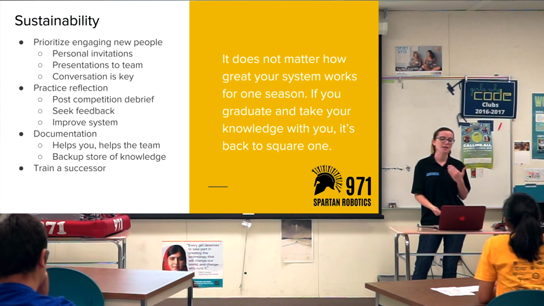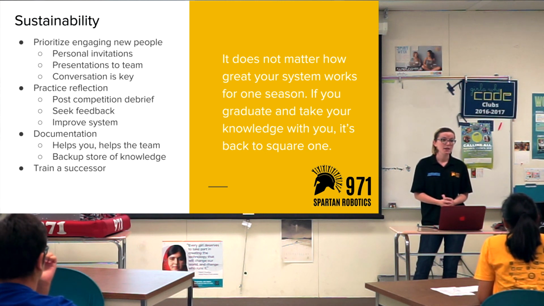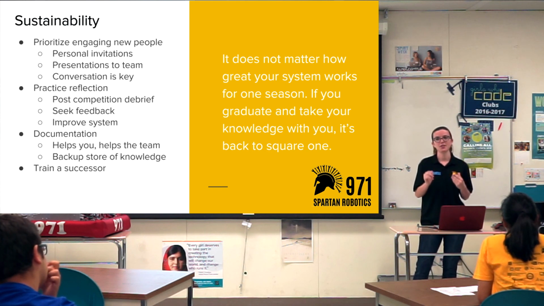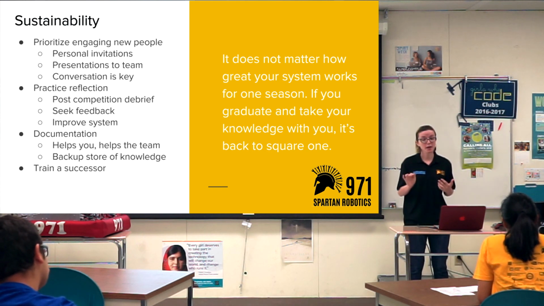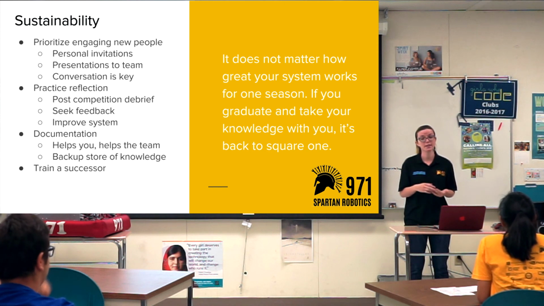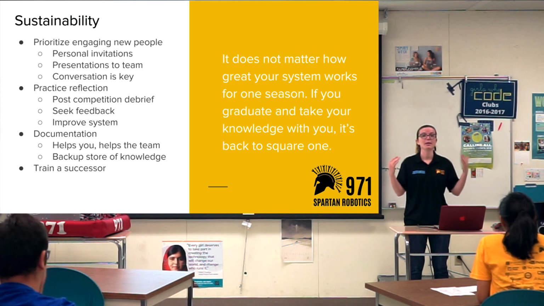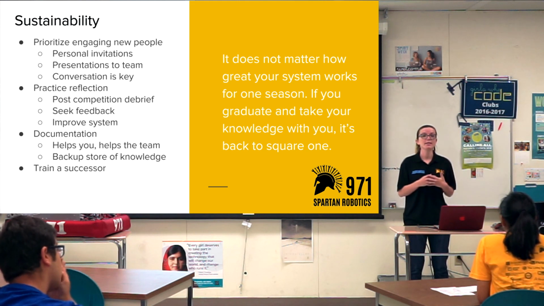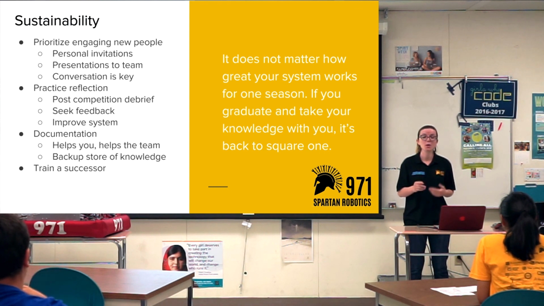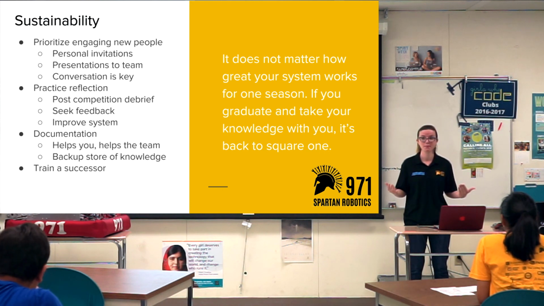It also acts as a backup store of knowledge, because it doesn't matter how great your system is for one season. If you graduate and take your knowledge with you, then it's back to square one. So if you want a sustainable system, you need to train a successor, document, engage new people, and get people excited about scouting. Because if you want to make a real difference for your team, you don't want scouting to be exceptional just for one season. You want scouting to be exceptional for the program. Thank you.